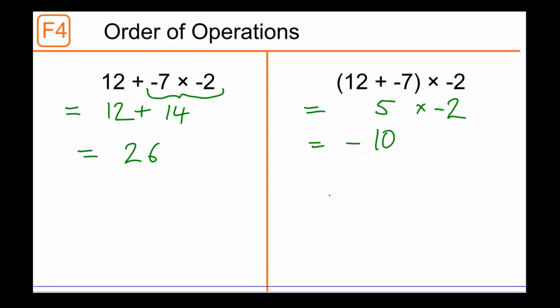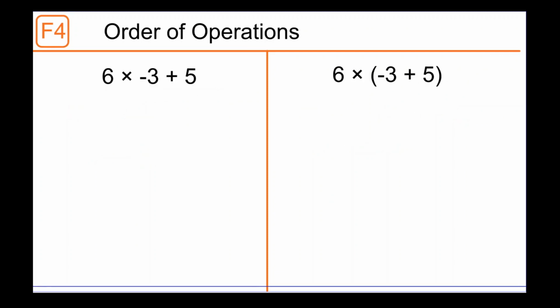Here's another example. We scan through the expression looking for the highest priority operation, and here on the left, this multiplication is the highest priority. So 6 times negative 3 is negative 18, and we still have to add 5, and that's negative 13.